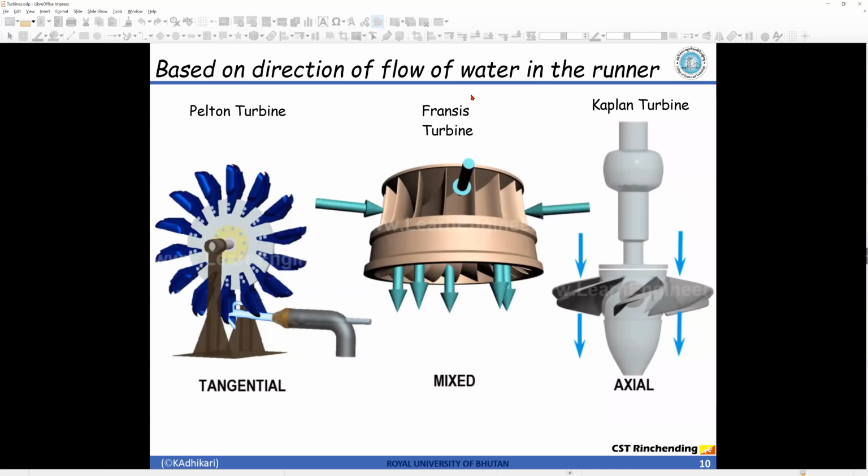Based on the direction of flow of water in the runner. So you can see this is tangential. The jet is striking the vane tangentially to the runner, right?